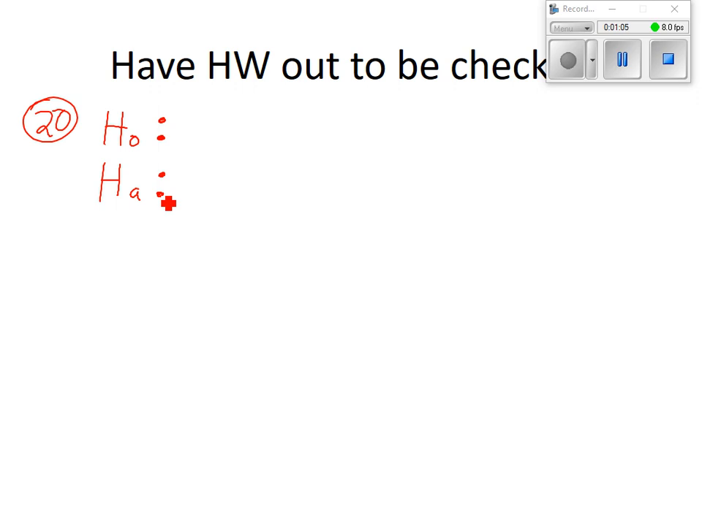H0. What's our H0 this time? Variance equals 1.0. What is variance? What's the symbol? Sigma squared. Sigma squared equals 1.0. What else do we need to write there? Claim. Good. What's the HA then? Variance is not equal to 1.0.